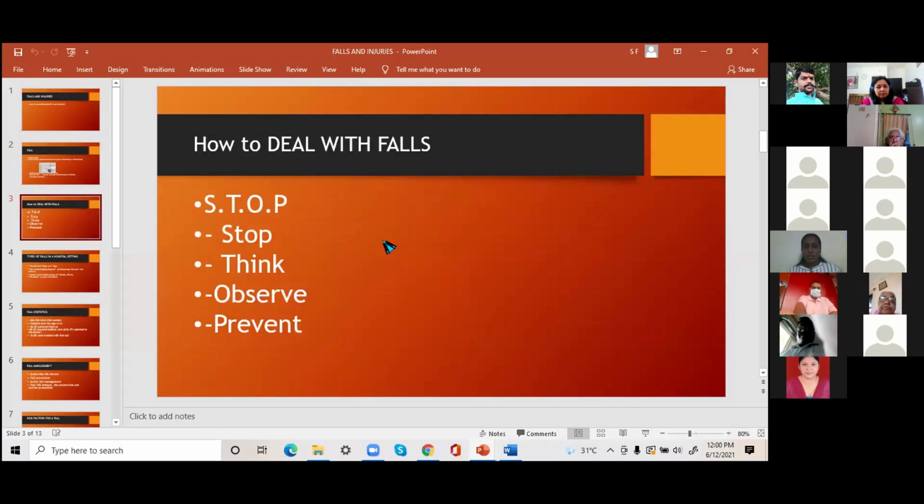A very good concept to use while dealing with a fall is the STOP concept. Stop to deal with the fall. Think what caused the fall in the first place. Observe the patient and their predisposing conditions, and then prevent such falls occurring in the future.